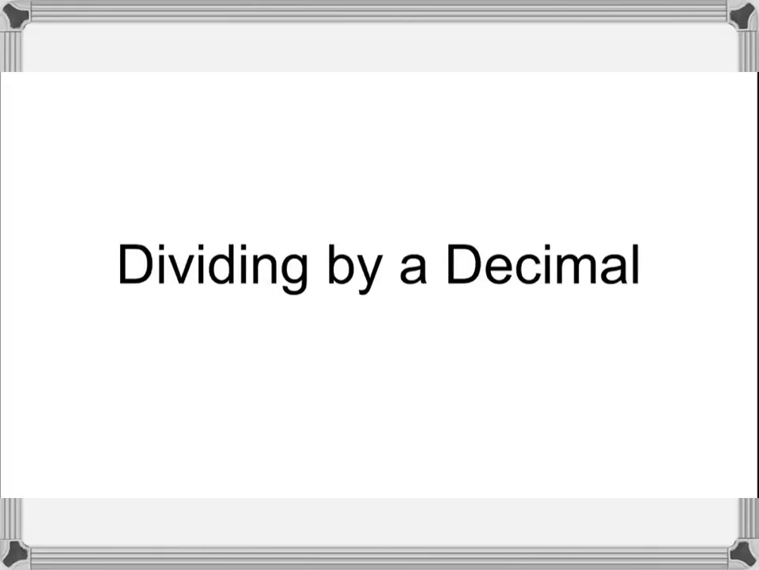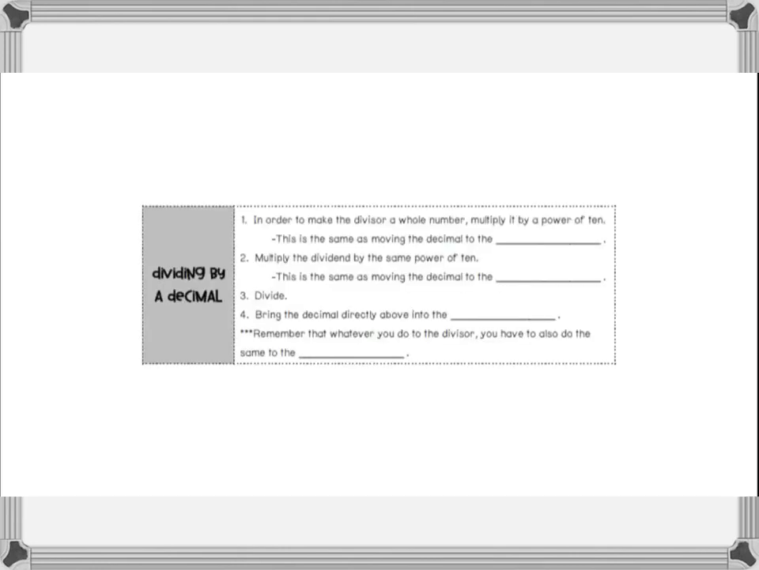We have reviewed dividing whole numbers, how to divide a decimal by a whole number, and now we're going to look at how to divide a decimal number by a decimal or even a whole number by a decimal. In order to make your problem something that we can work with, we have to change the divisor into a whole number. To do that, we multiply it by a power of 10, such as 10, 100, 1,000, any of those. This is the same as moving the decimal to the right.